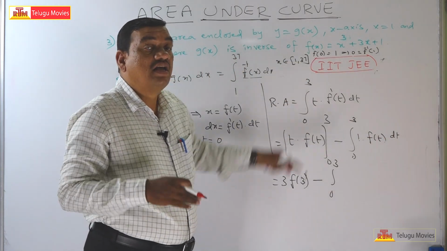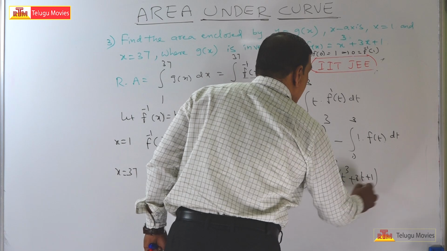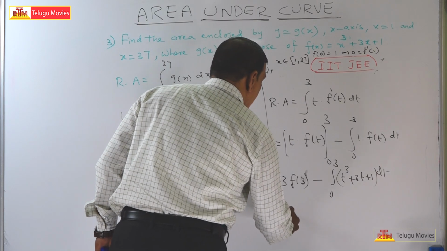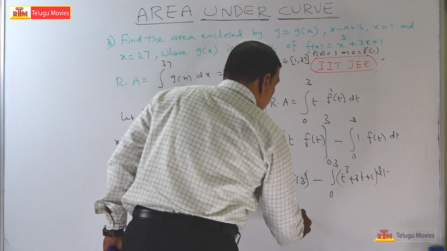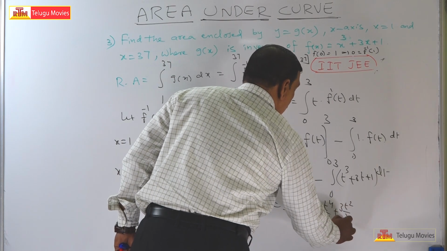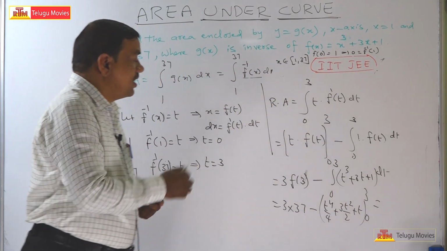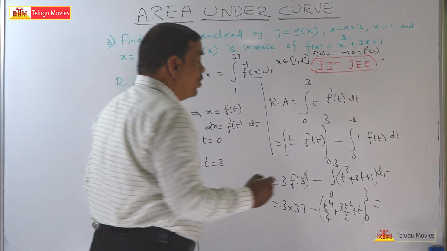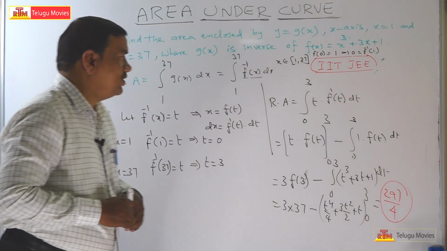Here f of x is given. f of t means t cube plus 3t plus 1, dt. So this is equal to 3 into f of 3, which we just found to be 37, minus t power 4 by 4, plus 3 into t square by 2, plus t. Substitute the upper limit 3 and lower limit 0, and you calculate. You will get 297 by 4. Your final answer will be 297 by 4.